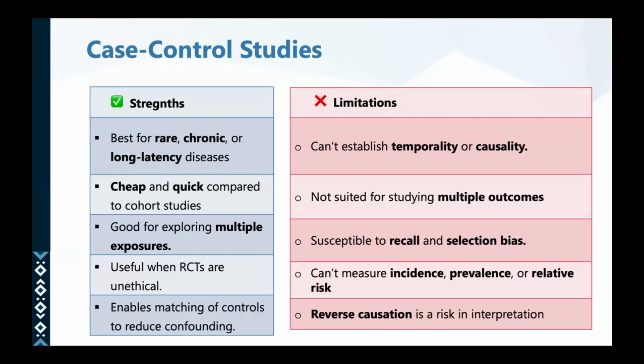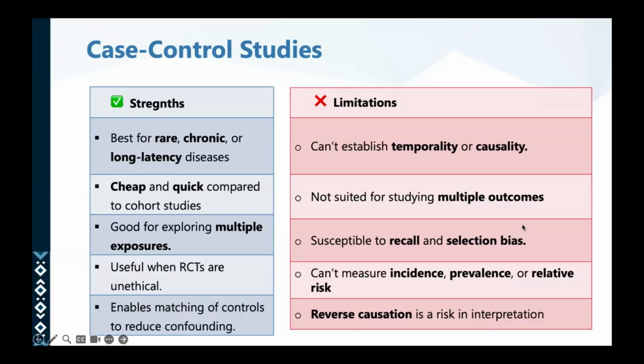And they are also not suitable for multiple outcomes because you usually start with one outcome. So you can't study multiple other outcomes. They are susceptible to recall and selection bias. Recall bias because the patients often have to remember whether they were exposed to something. For example, if you take people who have a certain disease, they are more likely to positively say they were exposed because they already have the condition. They might even have already started reading on it before coming for your study.